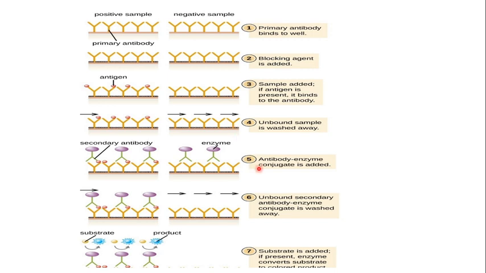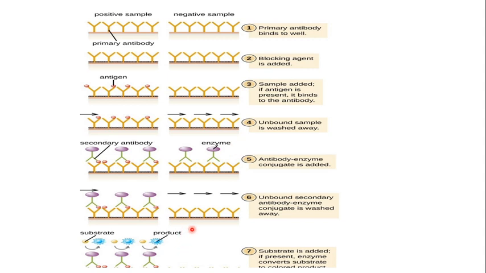Now, in the next step, you add the enzyme conjugate, or the antibody enzyme conjugate. But as you can see over here, this antibody enzyme conjugate reacts with the antigen. And as the antigen is not present, there will be nothing available for this antibody to bind to. So when you go for the washing steps, all of the secondary antibody enzyme conjugate will be washed away, because the antigen that was responsible for binding to it is not available. In the washing step, all of the enzyme conjugate will be removed from the well.